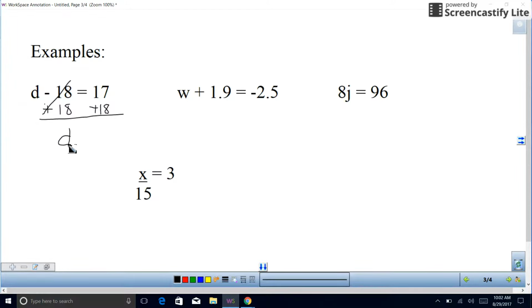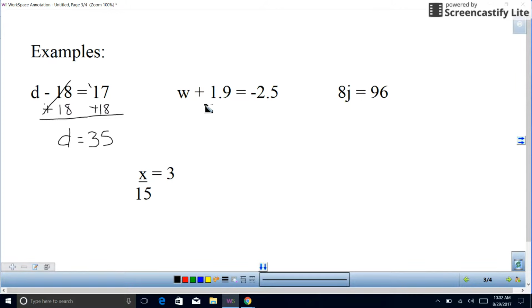So D equals, now I'm going to add 17 and 18. So 7 plus 8, carry my 1. All right, so D is 35. To check your work, just say 35 minus 18, and you'll get 17.